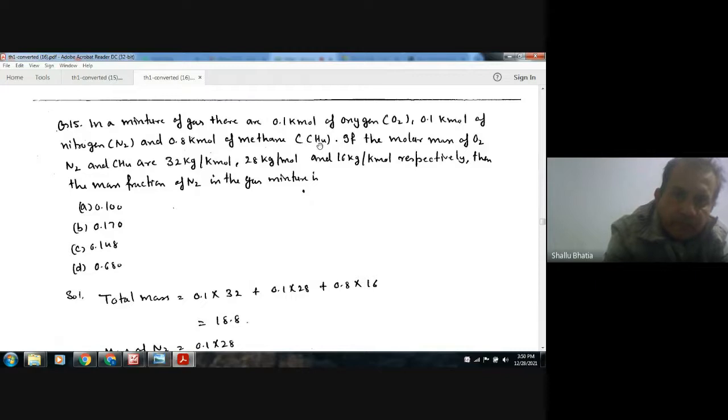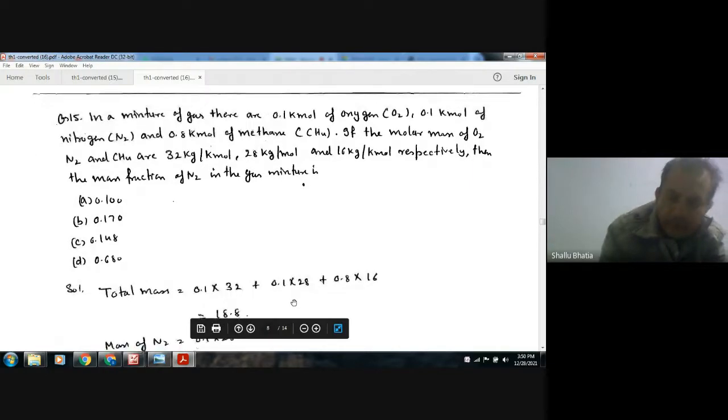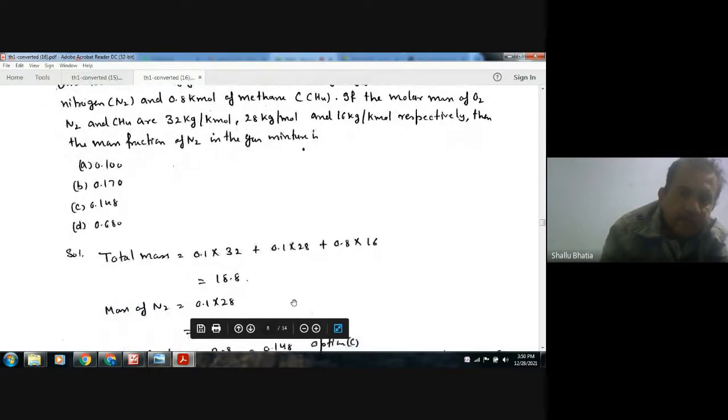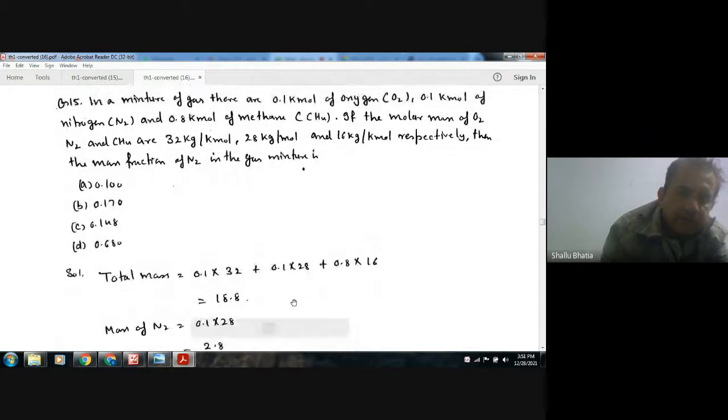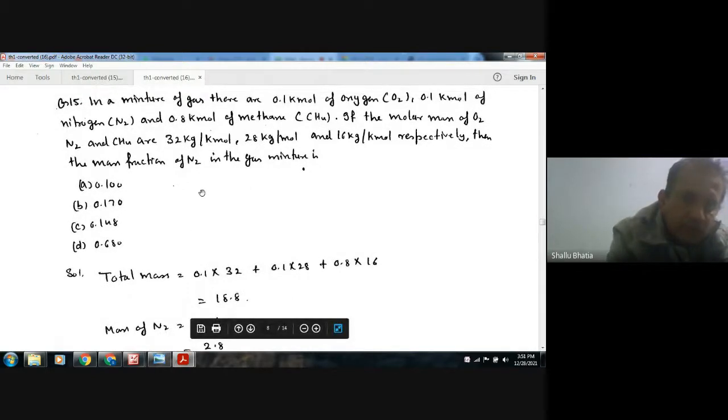Here the oxygen moles are 0.1, nitrogen moles are 0.1, and methane moles are 0.8. So the total mass is 0.1 into 32, plus 0.1 into 28, plus 0.8 into 16. Okay, so the total mass is 18.8 kg.